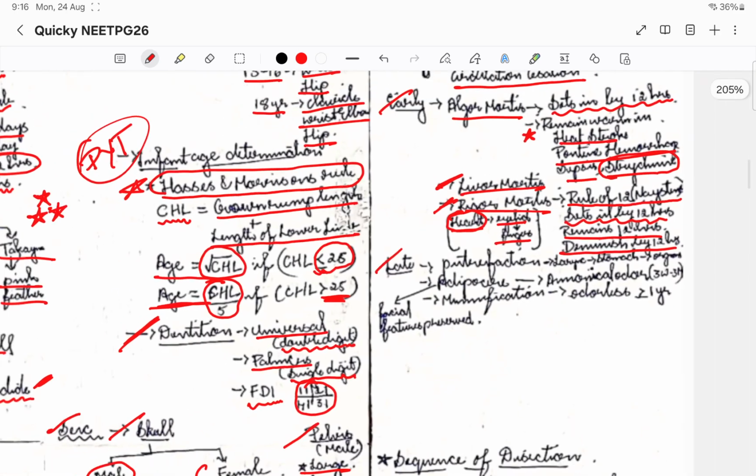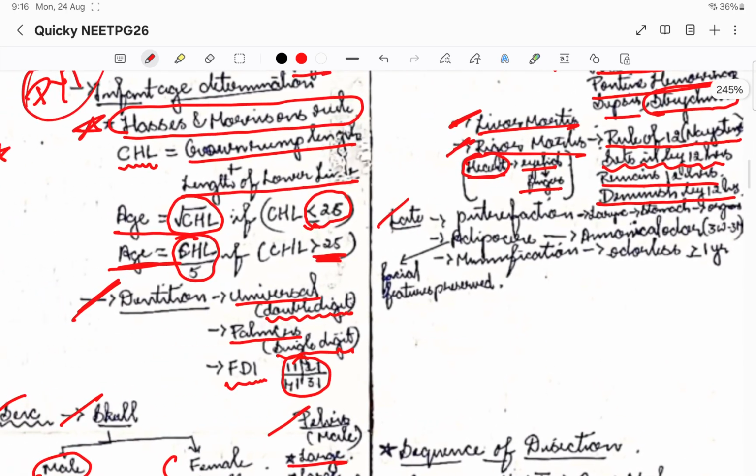Then the late postmortem changes are putrefaction, adipocere, and mummification. Here in putrefaction, the order is larynx, stomach, and then the organs. Please remember it that way. So larynx is first, right? Larynx is here, then the stomach is here. So larynx and stomach putrefaction will happen.